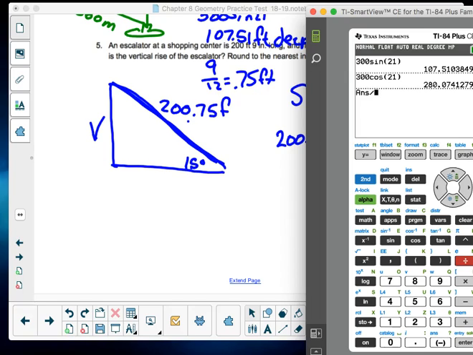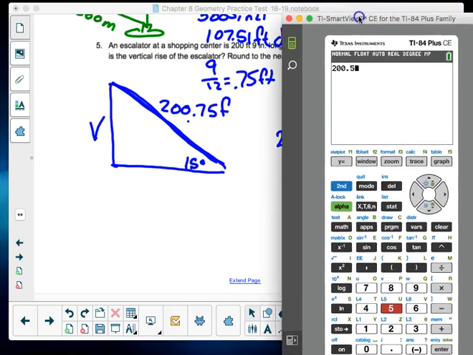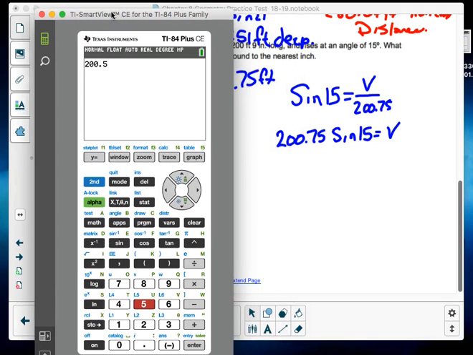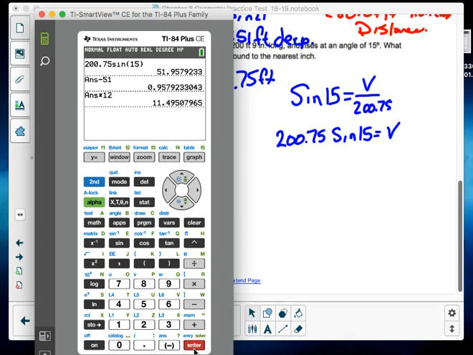So I pop that in my calculator, and I've got 200.75. And let's slide my calculator over a little bit. Times sine of 15. So that's 51.9579. Well, let's see what it is. It's 51 feet, but 0.957 minus 51 times 12 is 11.495. So, you know, it's supposed to round to the nearest inch, and the nearest inch would be 51 feet 11 inches, the way this is written.